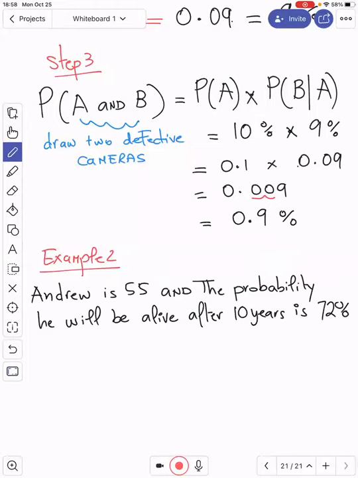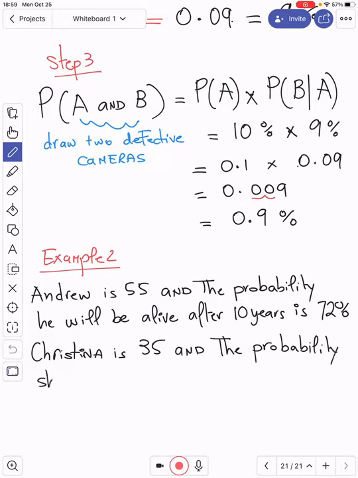Now, so this is for Andrew. Now for, let's say, Christina. Let's say Christina is younger than Andrew. She's just 35 years old. So the probability that she'll be alive after 10 years is larger than the probability that Andrew will be alive after 10 years. And the probability that she will be alive after 10 years is, let's say, 92%.